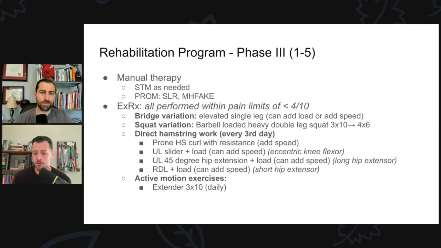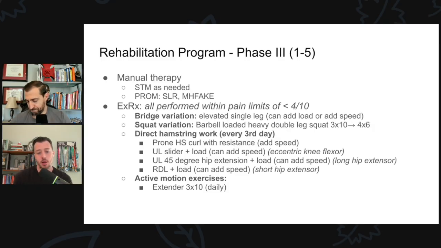The unilateral hamstring slider, we can add load by having the patient put a weight on their hip, or we can add speed. So again, speed is a progression for these, because high speeds are where we are really working the hamstring, and that's where we see the strain injuries occur. So you can progress by adding speed. The unilateral 45-degree hip extension, we can progress by adding load and speed again. And same with the single leg RDL, add load, add speed, try to work the hamstring a little bit more.